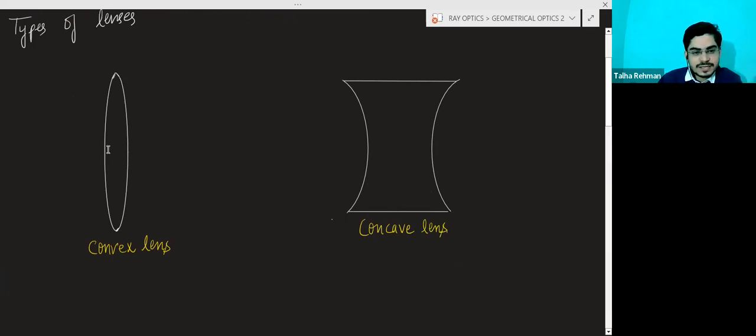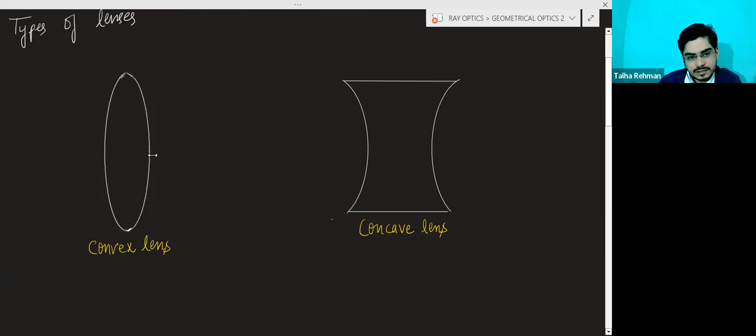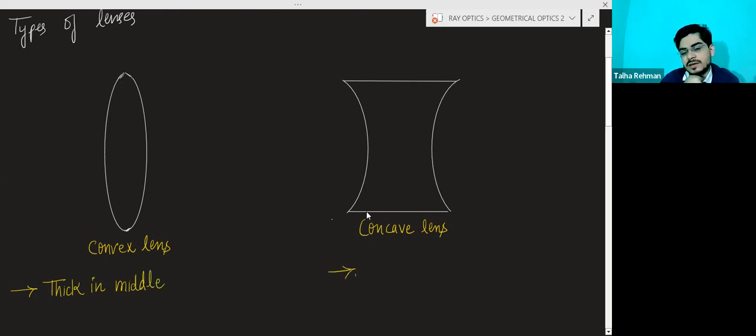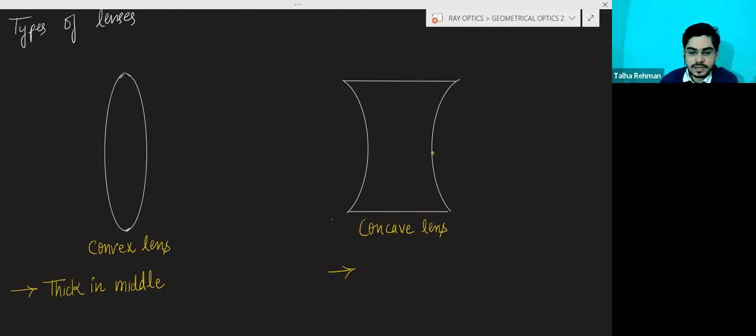This convex lens, you can see, is thick in the middle. If you draw it like this, it becomes like this basically. So this lens is thick in the middle and thin at the edges. So for the convex lens, you can write thick in middle. And for the concave lens, you can see this concave lens is thick at the edges. At the ends it is thick, and at the middle it is thin. So you can write thick at edges.